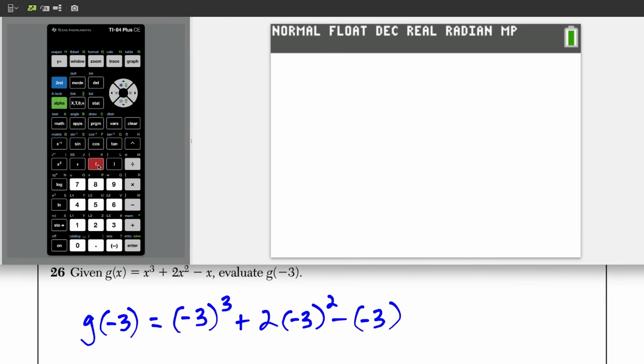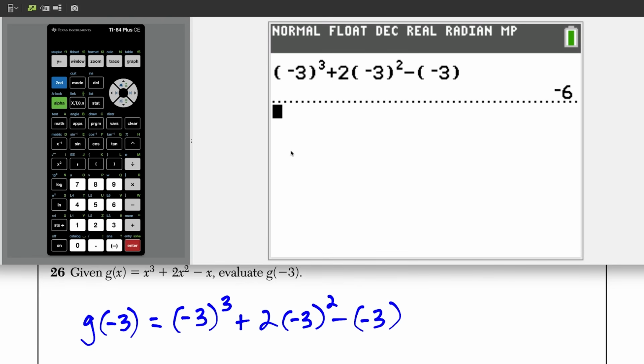So on the main screen, we have -3 in parentheses to the third power. And then we have plus 2 times, in parentheses, -3 squared. And then we have minus -3. And this is going to simplify to -6.